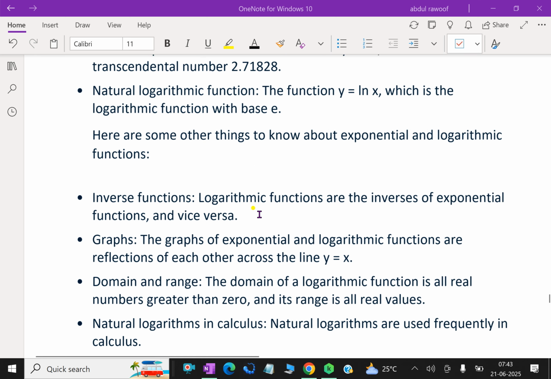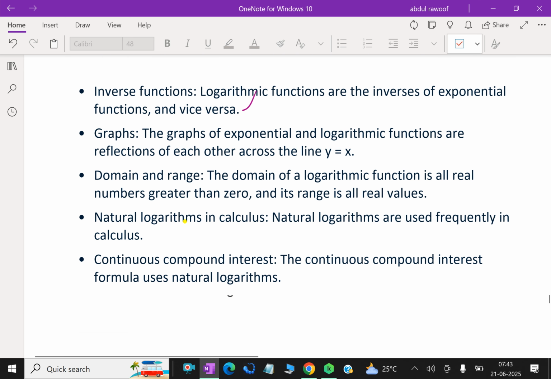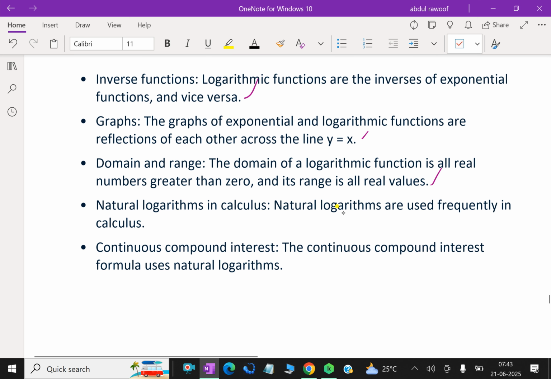Inverse function: logarithmic functions are the inverse of the exponential function and vice versa. Graph: the graphs of exponential and logarithmic functions are reflections of each other across the line y equal to x. This is the baseline y equal to x. Domain and range: the domain of a logarithmic function is the real numbers greater than 0, and its range is all real values.